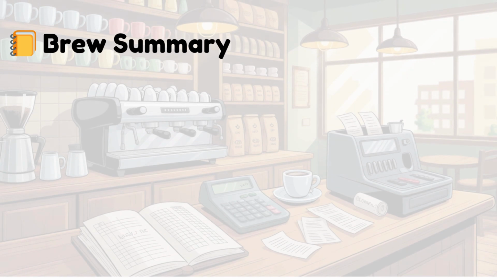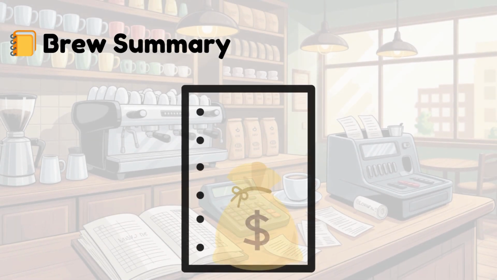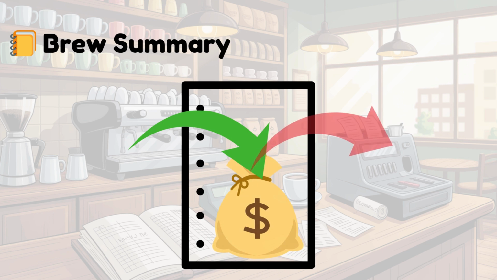The accounting equation is like a diary that helps you clearly track where your money comes from and where it goes, ensuring the books stay balanced.